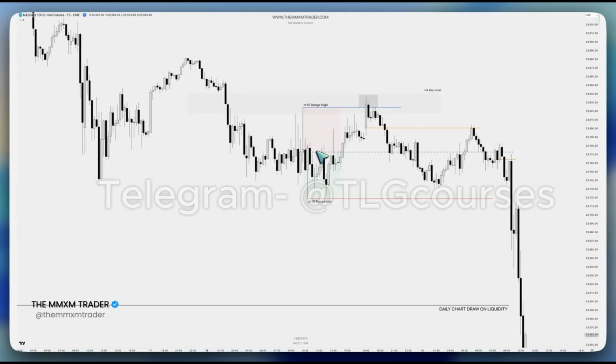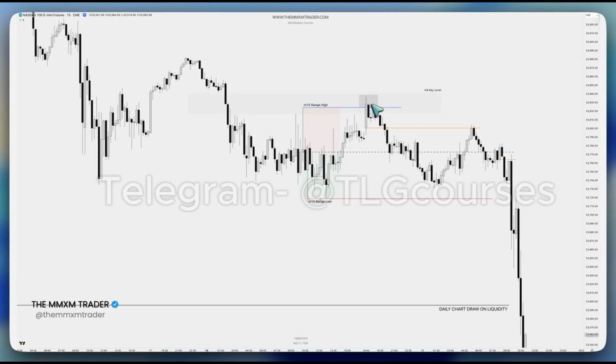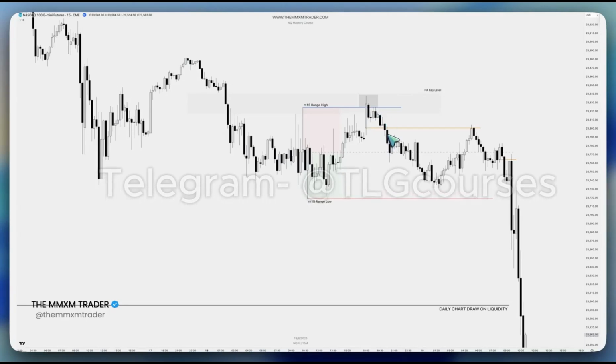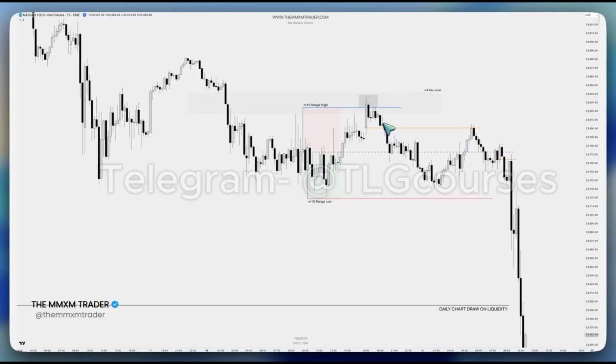50% of the range is important. We run out the range high, accumulate the buy stops above range high. We close below the down close candle. What is that? That is changing the state of delivery, okay? We then form a displacement. So all the characteristics of institutional sponsorship are in play.